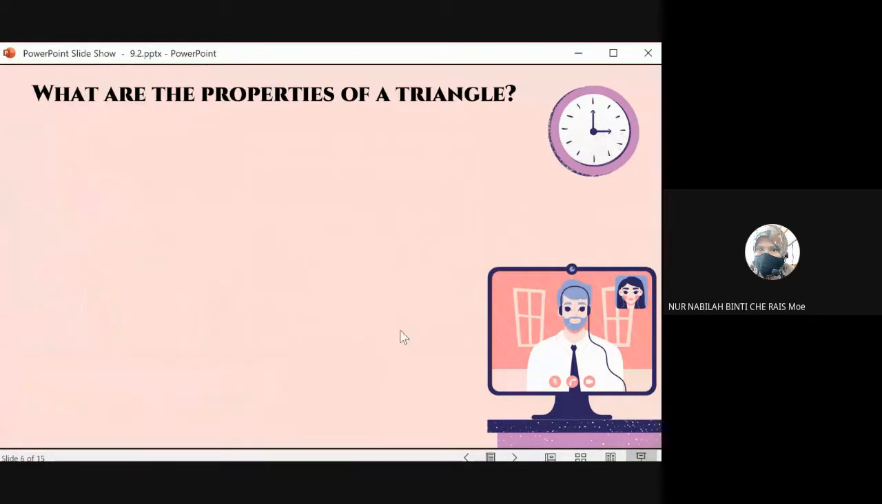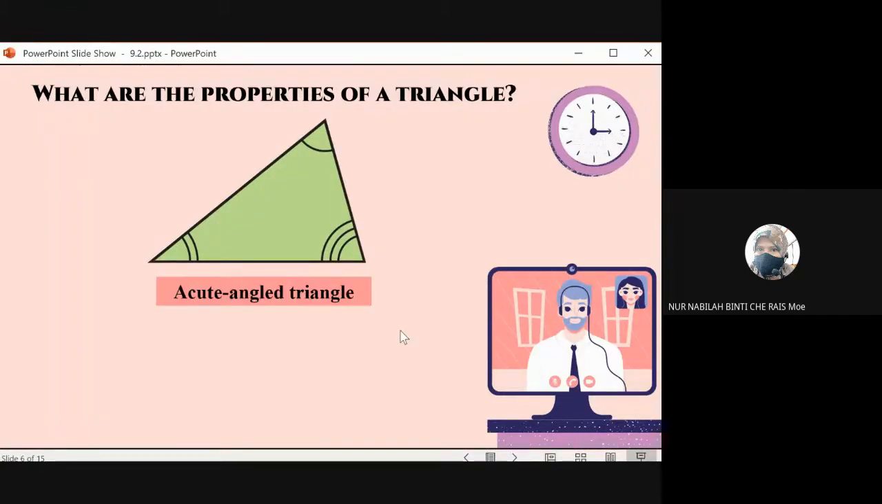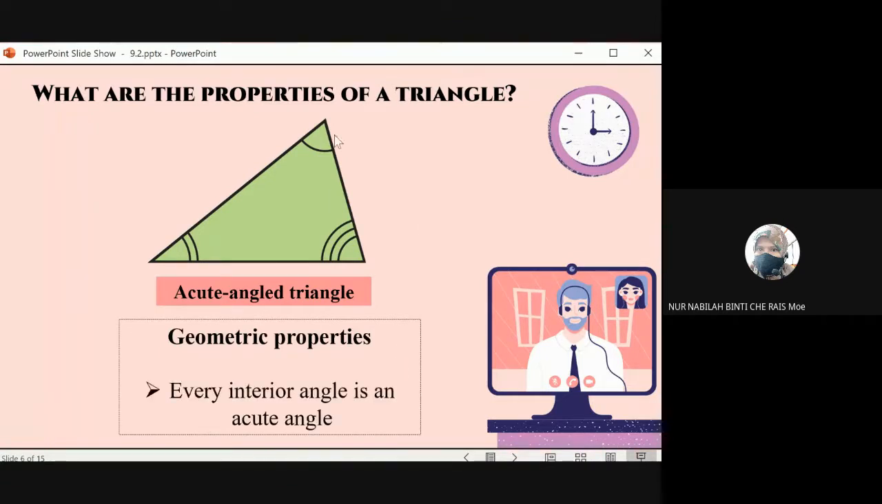Okay, and then we also have this one. This is called an acute angle triangle, where every interior angle is an acute angle. Remember, last time you learned about acute angles. An acute angle means an angle less than 90 degrees. So this one has all acute angles. But this and this and this are different sizes.